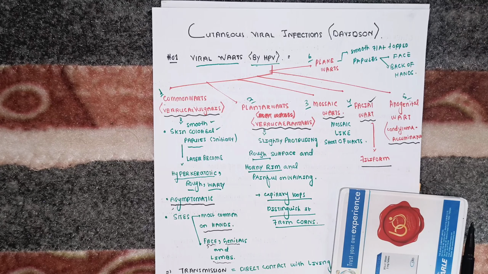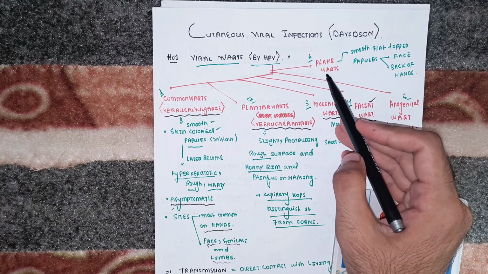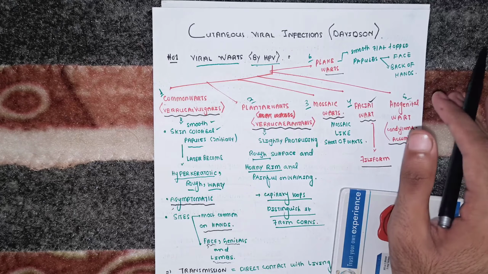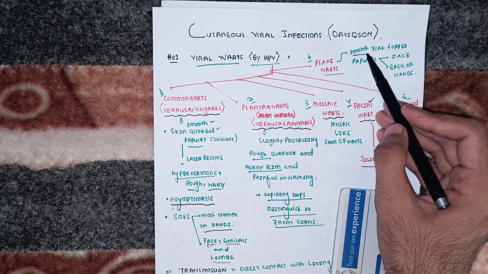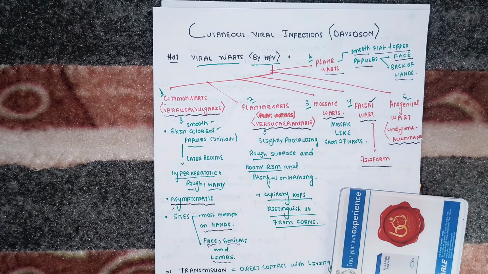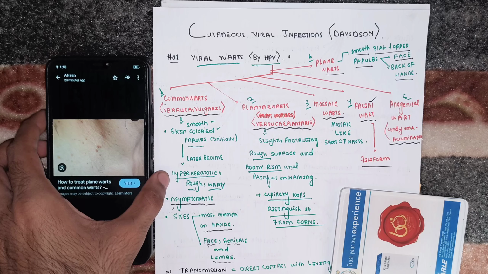At number 6 is beta plain warts. Okay, plain warts, as the name indicates, and you can understand that they are going to be very much plain on their surface. So they are smooth, flat topped papules. They appear on the face and the back of the hand. Let me show you. They are very much smooth. Can you see in this picture?